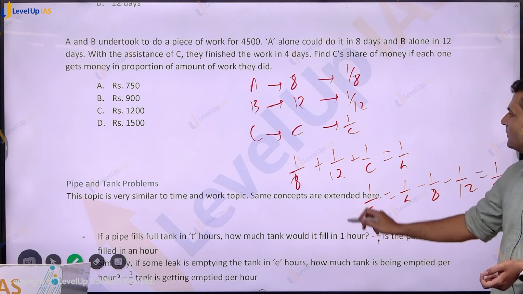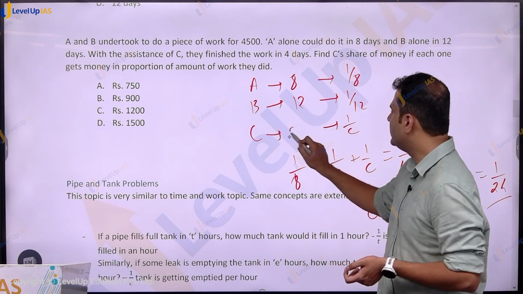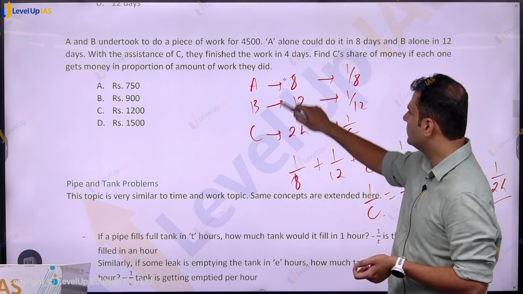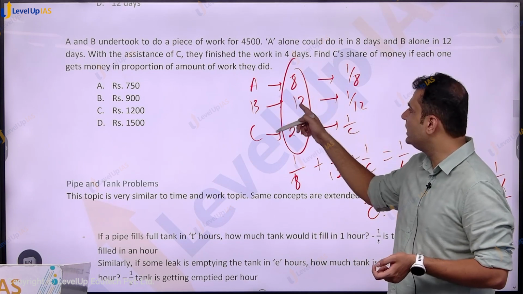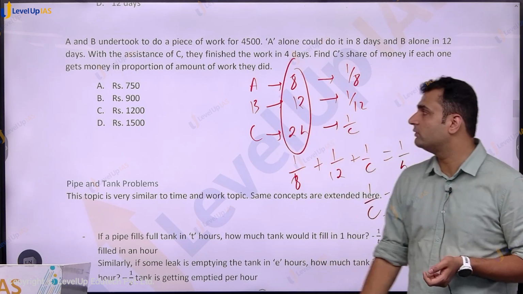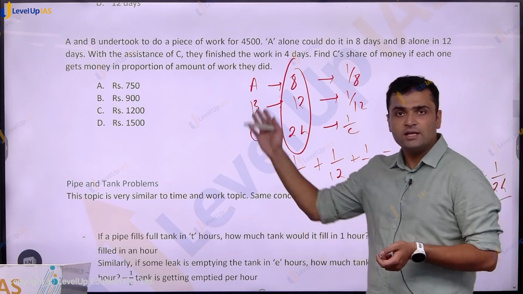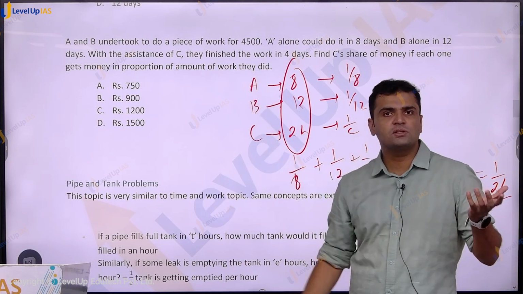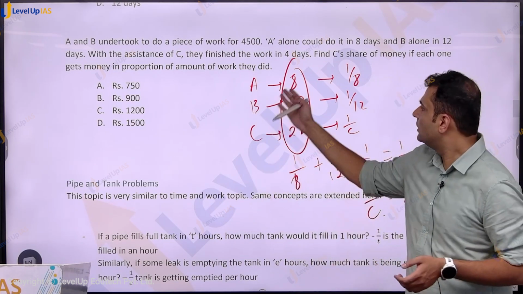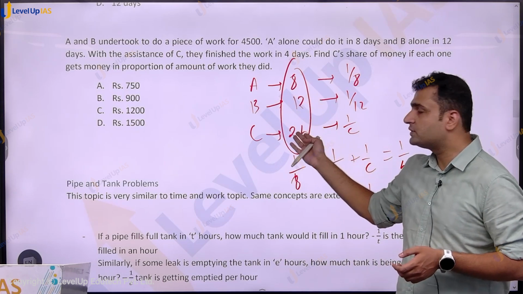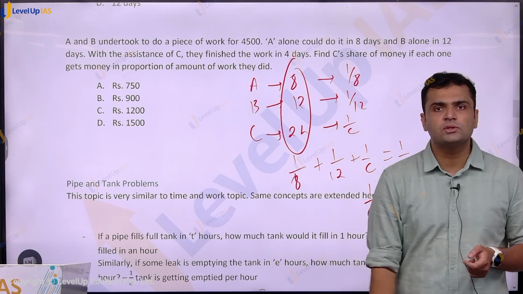1 by C is 1 by 24. So C is equal to 24. That's what we can find out. So A does work in 8 days, B does work in 12 days, and C does work in 24 days. Basically, A is the most efficient guy because he finishes work quickest, and B is second, and C is third as far as efficiency goes.